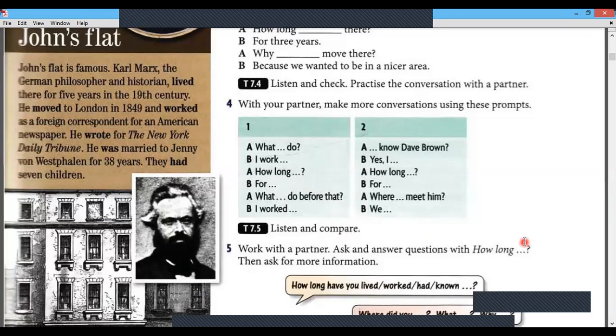1. What do you do? I work for an international company. How long have you worked there? For 2 years. What did you do before that? I worked for a charity. 2. Do you know Dave Brown? Yes, I do. How long have you known him? For 5 or 6 years. Where did you meet him? We were at university together.